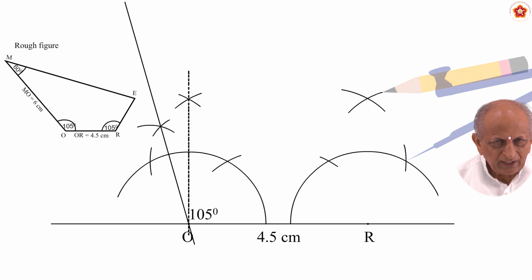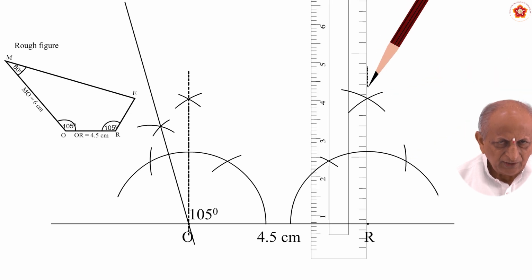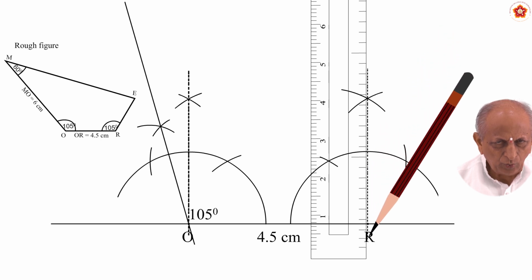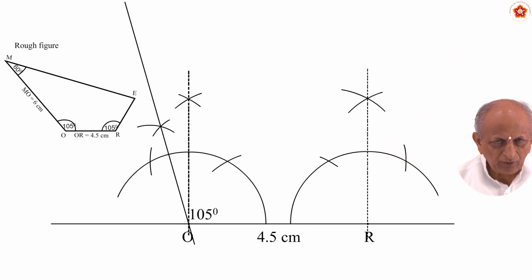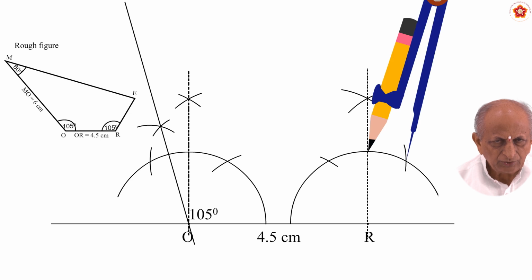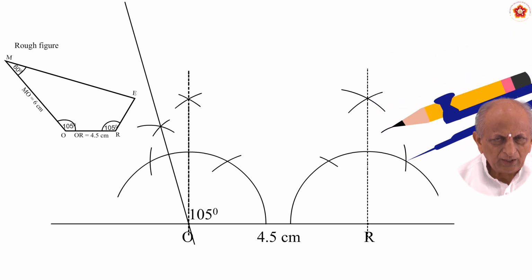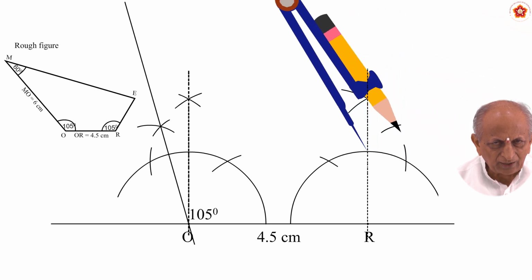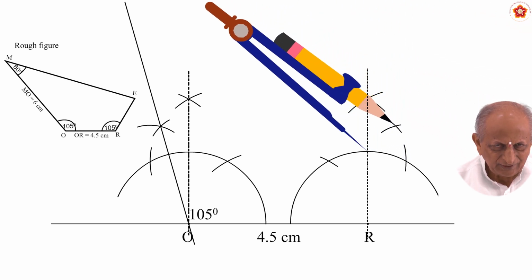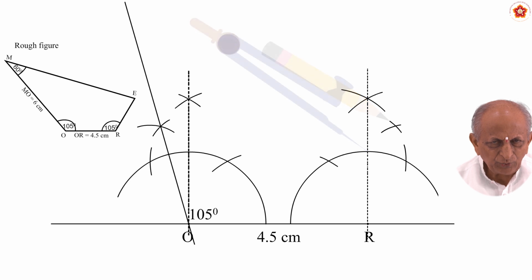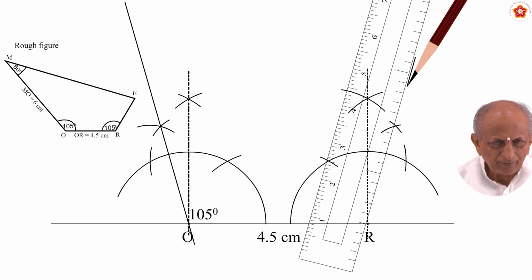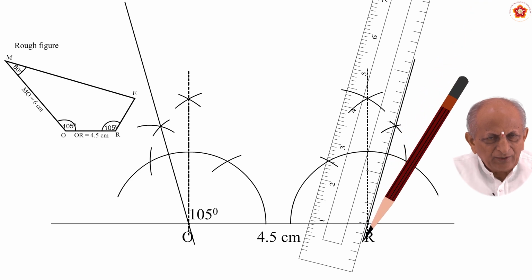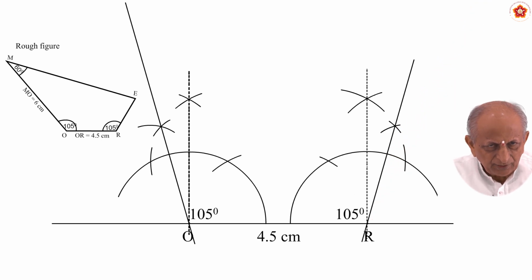Now you get an angle of 90 degrees. Now you have to get 15 degrees. As you did at O, the same procedure is followed here also. So draw two arcs to cut each other and then join it to R. So nice. We got an obtuse angle at O and also at R, of measurement 105 degrees.